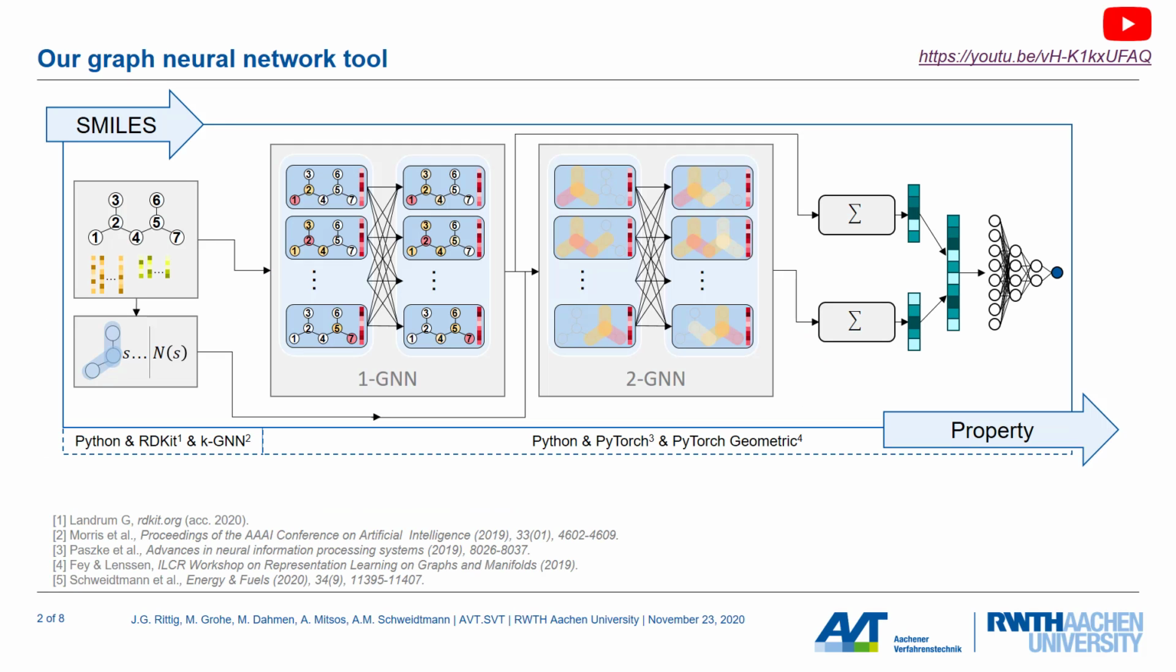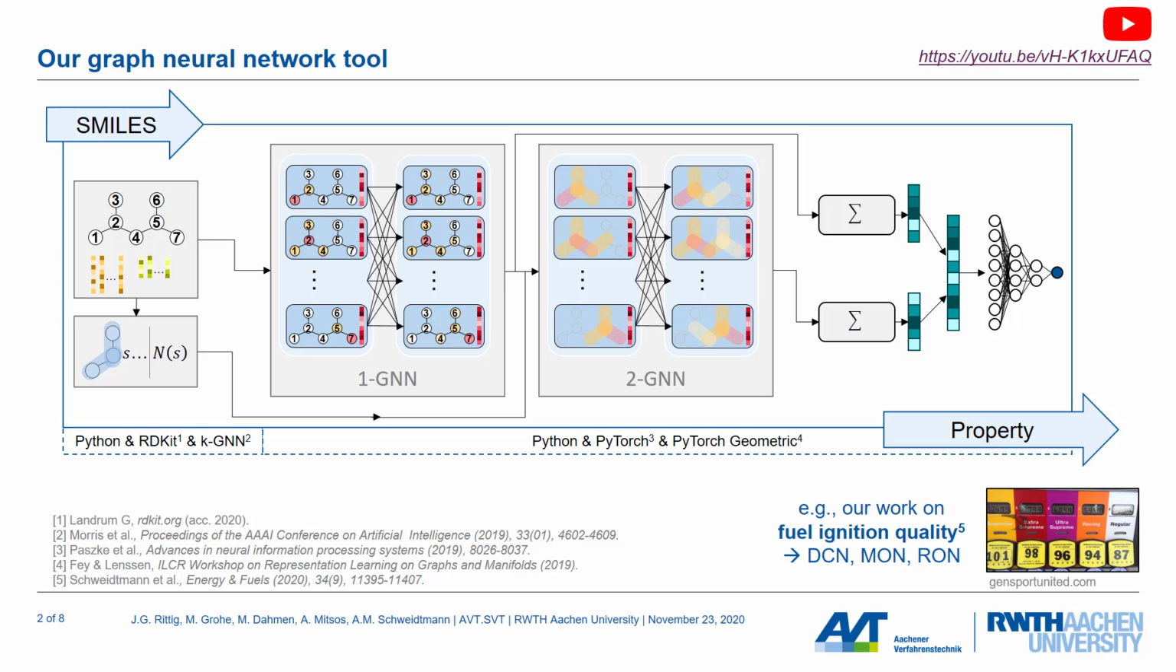The general structure of our graph neural network tool is shown on this slide. So we take molecular SMILES strings as an input and then transform these SMILES strings to molecular graphs. Then the molecular graphs are fed into our graph neural network, where graph convolutions and pooling functions are applied to get the molecular fingerprint. And then this molecular fingerprint vector is mapped to the property of interest by deep learning. And with this tool you can predict any property of interest.